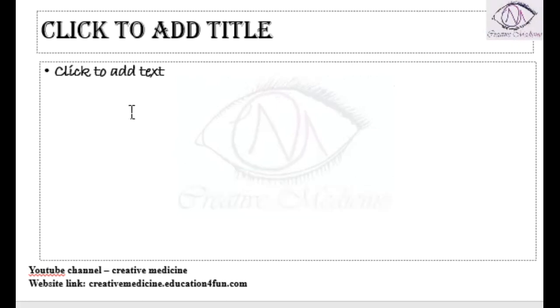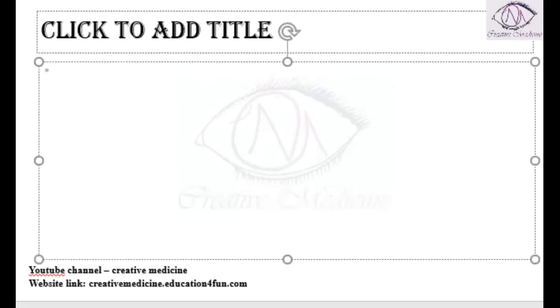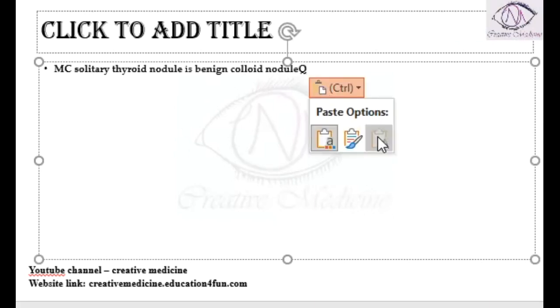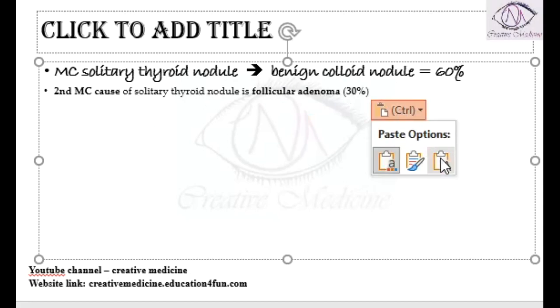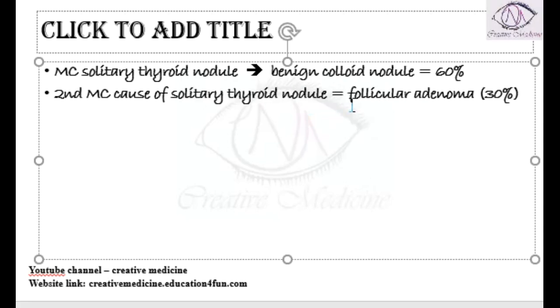So, what is the most common solitary thyroid nodule? Most commonly, the solitary thyroid nodule is a benign colloidal nodule. This benign colloidal nodule accounts for almost 60% of cases of solitary thyroid nodule. Then what is the second most common? The second most common solitary thyroid nodule is follicular adenoma, and this accounts for around 30% of solitary thyroid nodules.